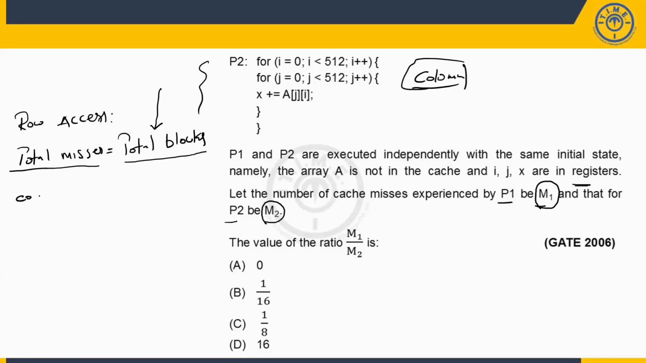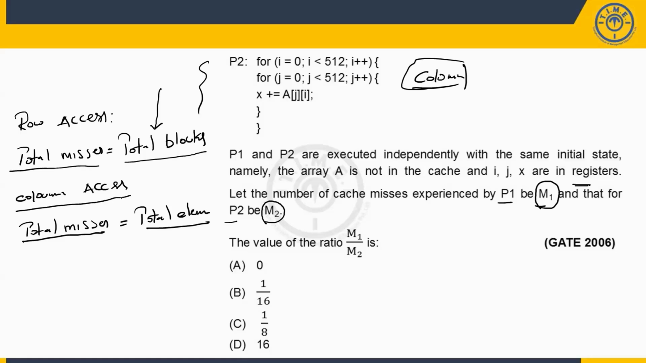Let us go for the column misses. During the column access, total misses will be equal to total elements. This is the thumb rule. During the row access, total misses will be equal to total blocks. For every block, there will be a miss. For column access, how many misses are we going to encounter? The total misses will be equal to the total elements of the array.